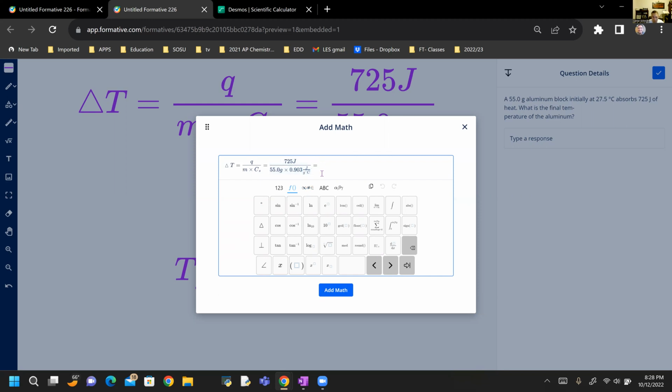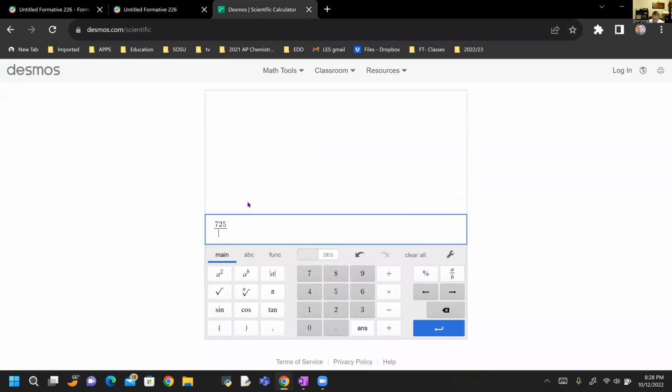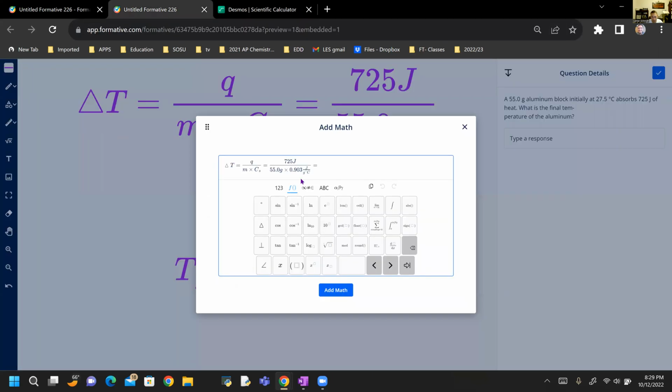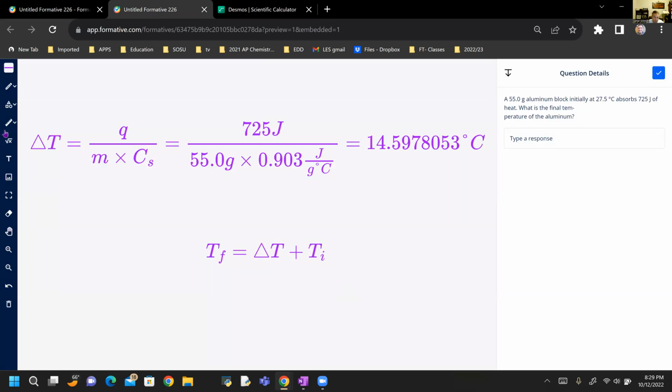And then all we need to do is plug that into our calculator. So we have 725 divided by 55, and then we can say times 0.903, and what we get is 14.59. And I'll just go ahead and plug this whole value in there. And this is our temperature change. So what's our unit? Well, we know it's a temperature change, so we should know that it is degrees Celsius, right? And so what we have is 14.59 degrees Celsius.